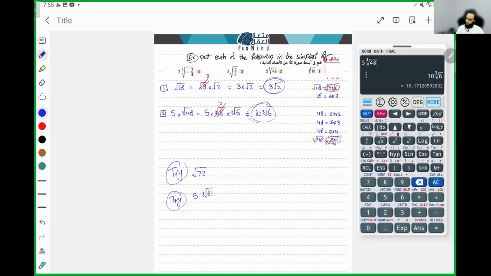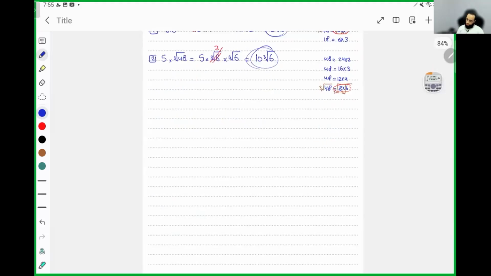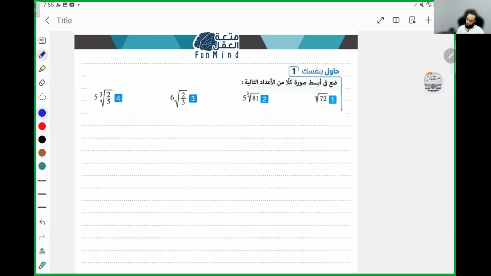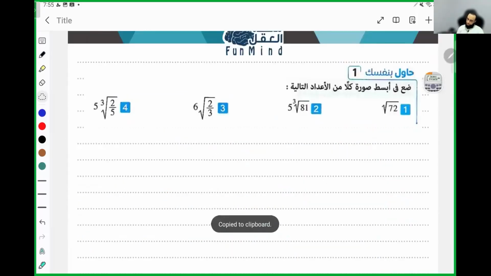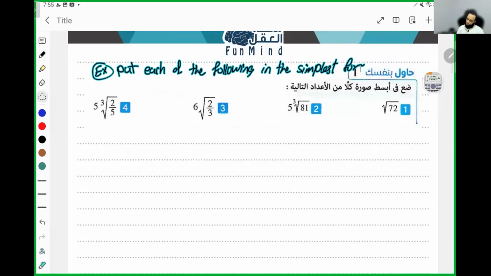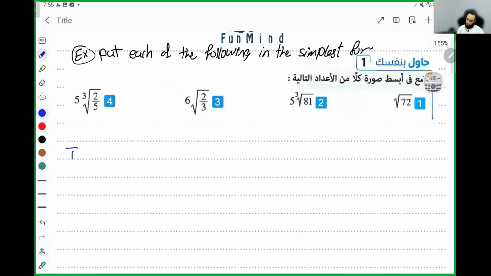Let's check the question. It's root 72. Let's do it like that. The same title as the last question, which is: put each of the following in the simplest form. Okay. So right now it's the square root of 72.